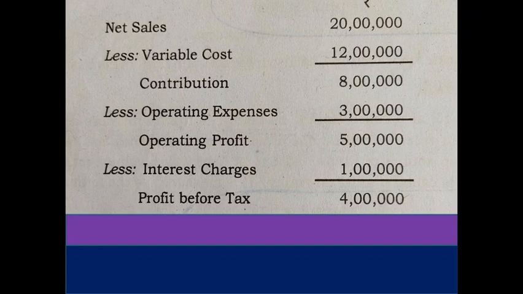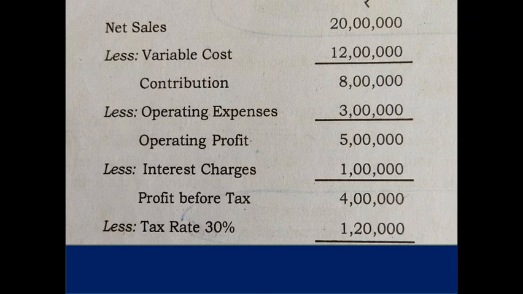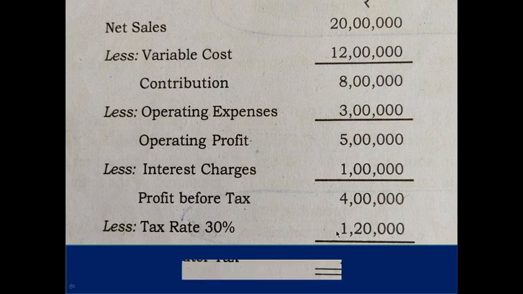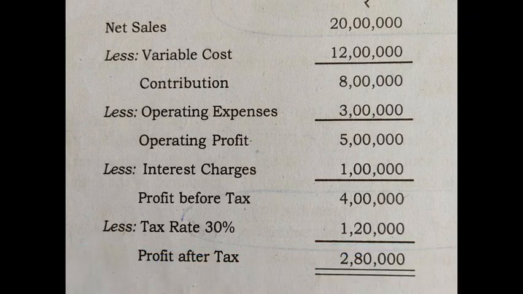So for the time being, I am just adjusting the tax rate. If you deduct the tax rate, in the question it is given 30%. 30% means 30% of profit before tax. So you will get 1,20,000. 4 lakh into 30%, you will get 1,20,000. So finally, you will get profit after tax. Remember, for the computation of leverage ratio, you need to prepare only till this point, profit before tax.